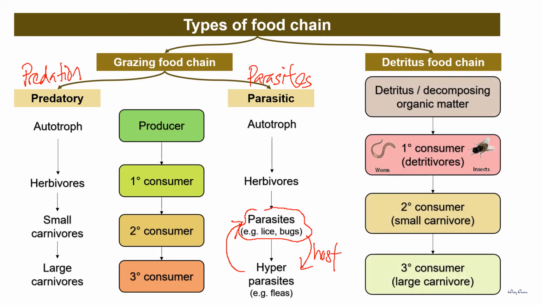Detritus food chain starts with the detritus, or decomposing organic matter. That means the first trophic level is no longer producers. And the second trophic level is still primary consumer, but now the primary consumer is no longer herbivores. They are detritivores, such as earthworms or some insects. And the primary consumer will be eaten by secondary consumer, which is always small carnivore, and the small carnivore can be eaten by the tertiary consumer, which is occupying the fourth trophic level, and they are usually larger carnivores.